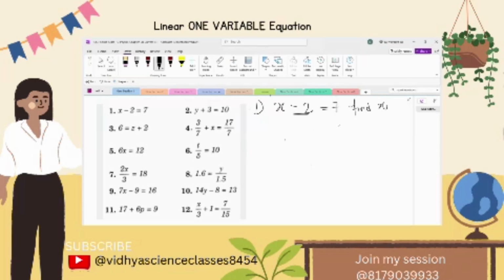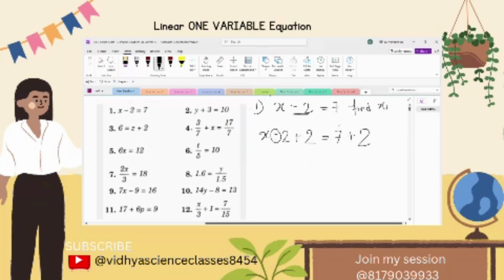The symbol is opposite, the number will be the same. Opposite integer value. This is negative, then it will be positive. Positive to both sides we will add. Okay? Then minus 2 plus 2 get cancelled. So x is equal to 7 plus 2, how much? 9. So the x value is 9. Okay, beta?